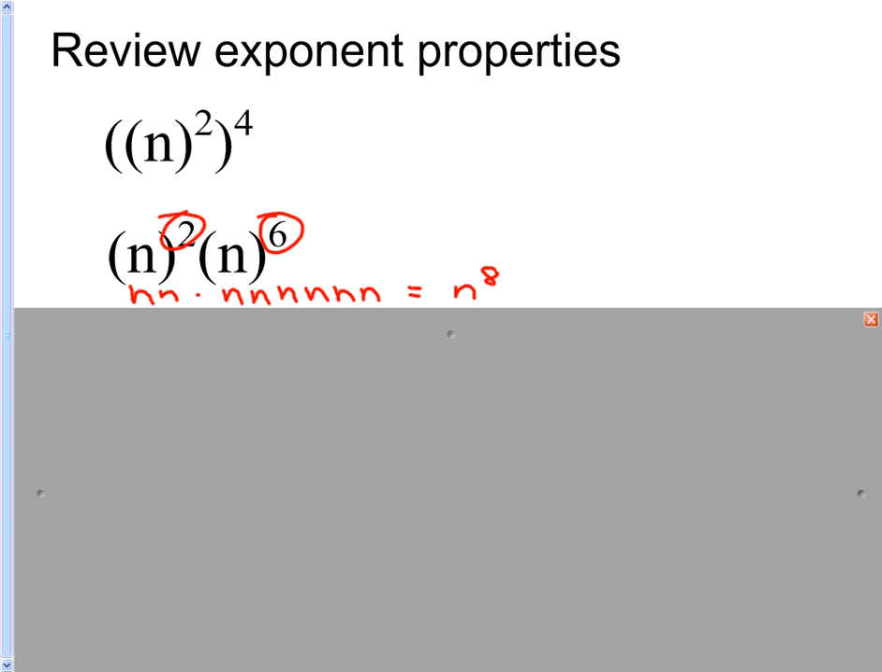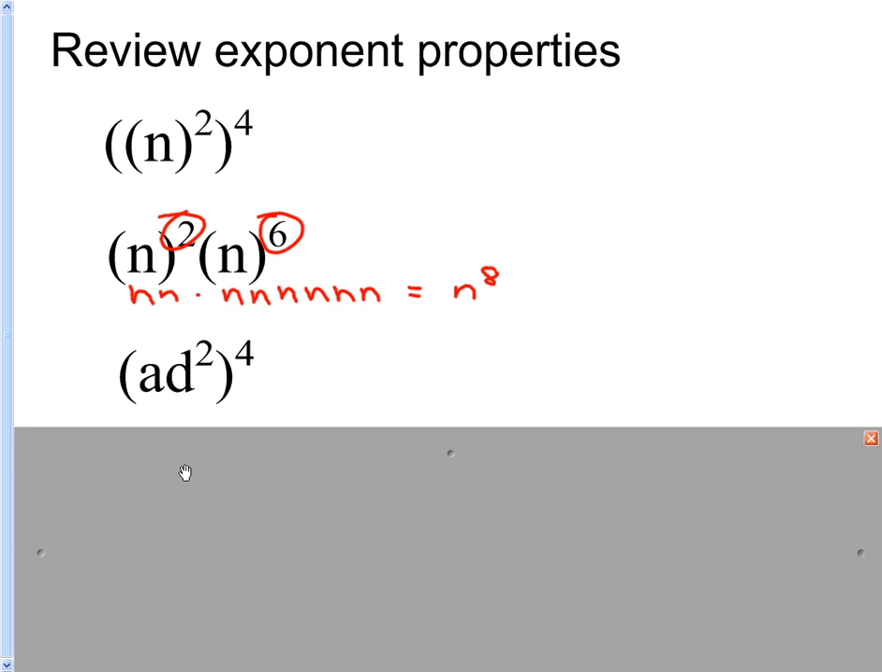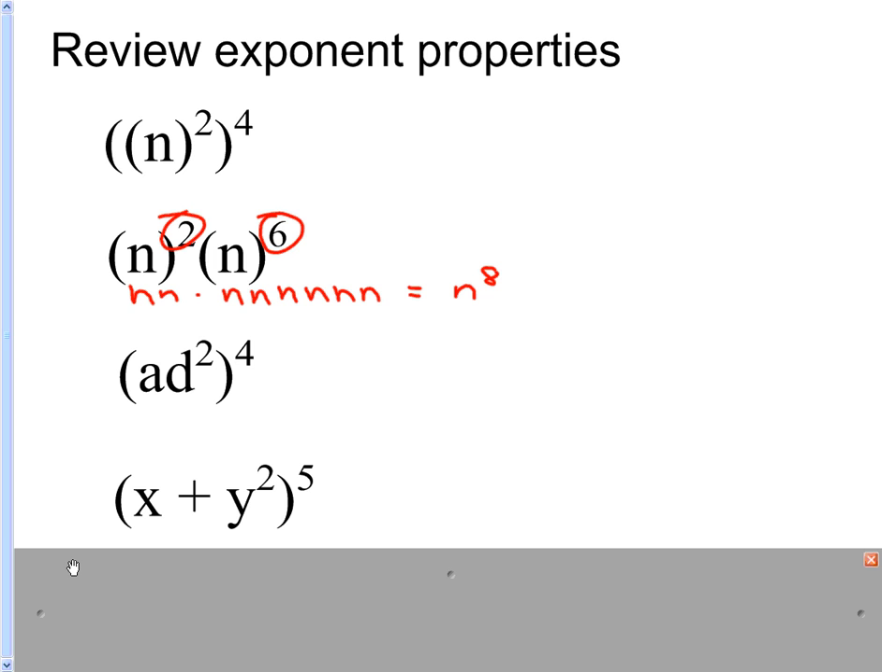All right, moving on. Don't say it, think. All right, give me the A part, Peterson. And the D part, yes? To the 8th, good. So A to the 4th, D to the 8th. All right, next one. x plus y squared quantity to the 5th. Any thoughts on this one?